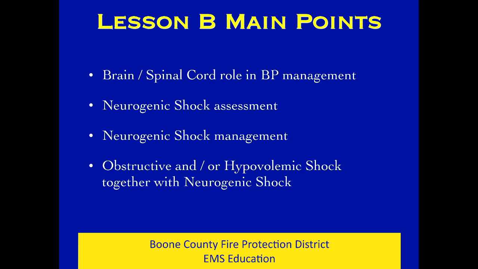You may end up with a strangely low heart rate, lower than you would expect, or actually even bradycardic. You may end up with cool, pale, clammy skin on part of your patient and not on other parts of your patient. If you think back to that dermatome map, you may have cool, pale, clammy skin on one part of the arm and not on the other part of the arm. So neurogenic shock assessment requires that you pay attention and be on guard for this sort of thing.